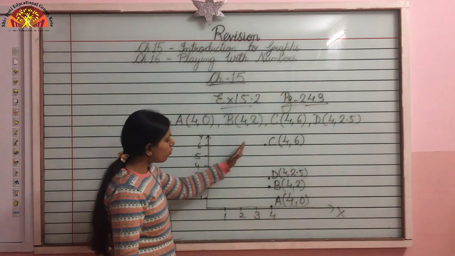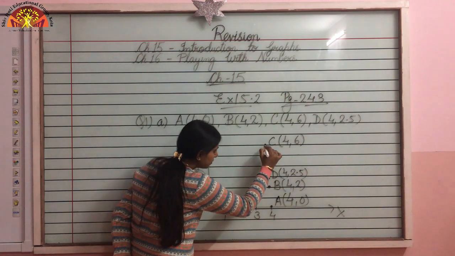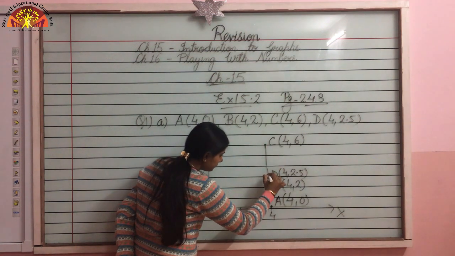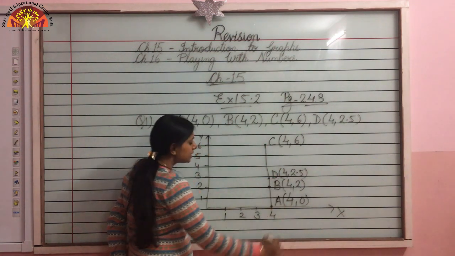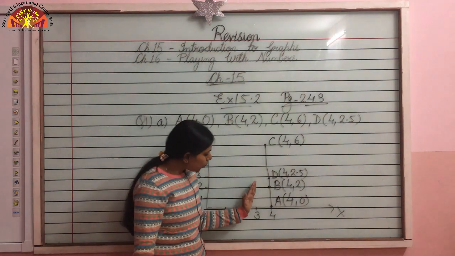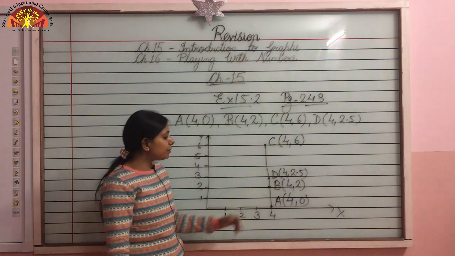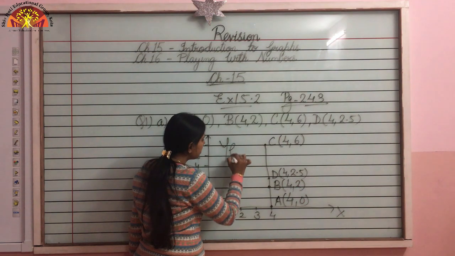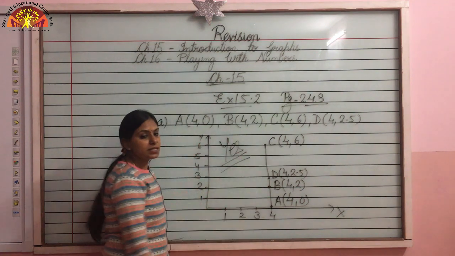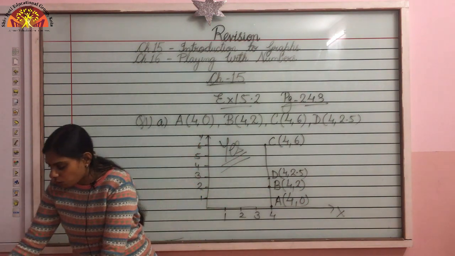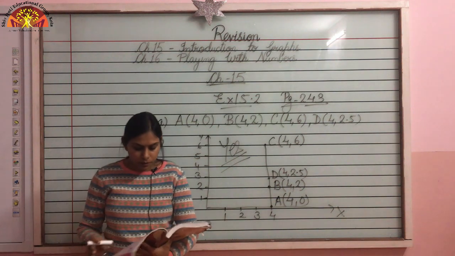Now we can join all the 4 points A, B, C, D. So you can see, children, that all the 4 points lie on the same line. So your answer is yes. Is it clear? Okay. Now we'll just move to the next question over here.